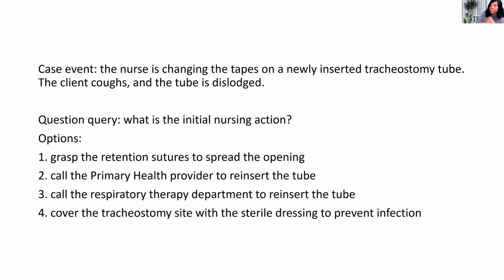So option number one, grasp the retention sutures. There's sutures that help to spread the opening. Is it two, call the primary health provider to reinsert the tube? Is it three, call the respiratory therapy department to reinsert the tube? Is it four, cover the tracheostomy site with the sterile dressing to prevent infection? What are you thinking about when you're looking at this question?